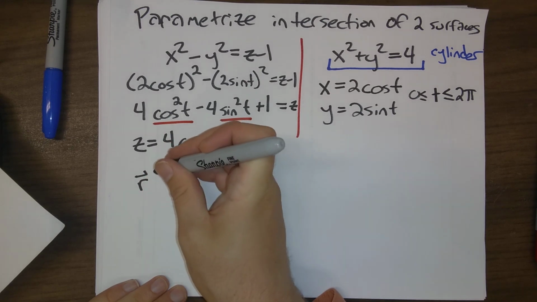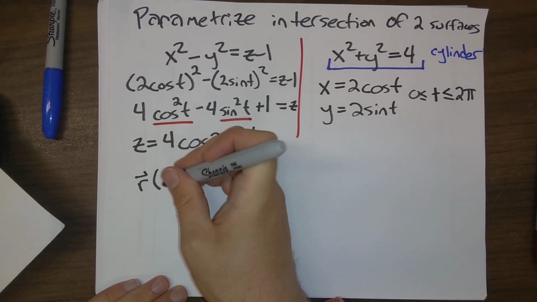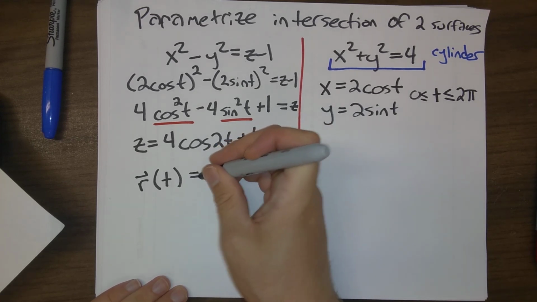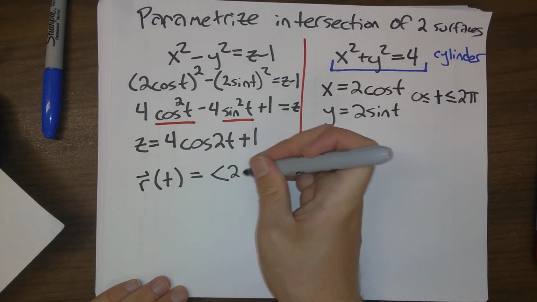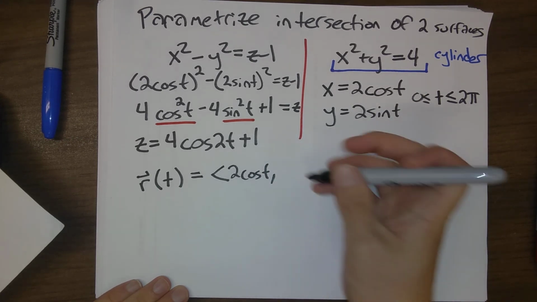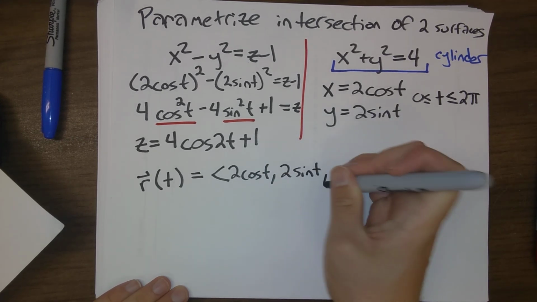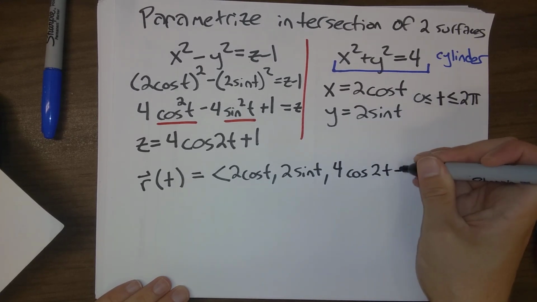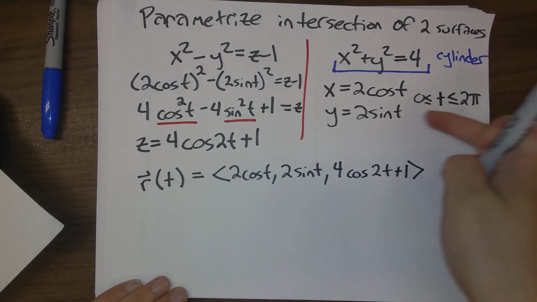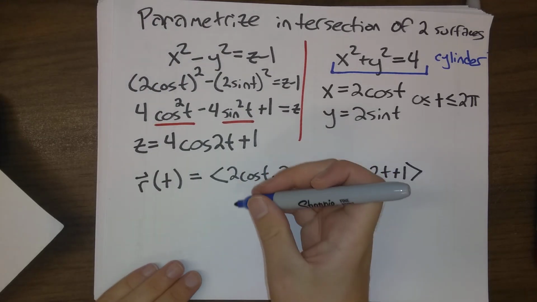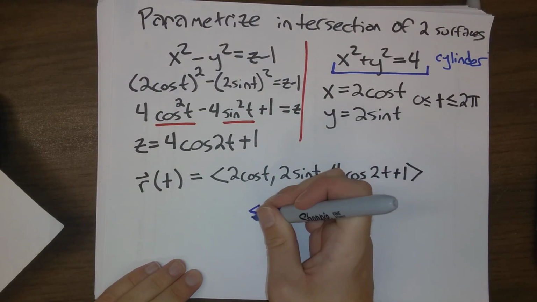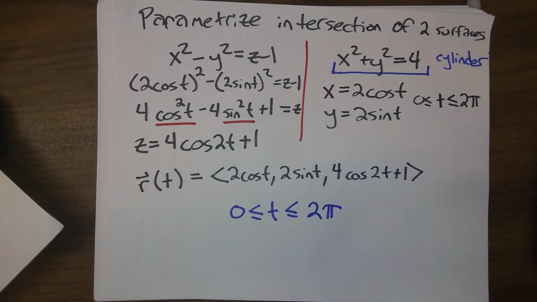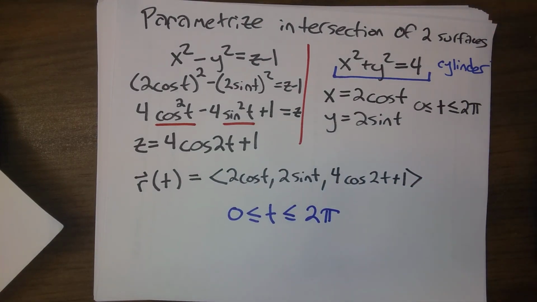And so we can have our parameterization for the intersection of these two surfaces that forms a curve as x is 2 cosine t, y is 2 sine t, and z is 4 cosine 2t plus 1. And once again, our bounds were t runs between 0 and 2 pi. So this is an alternative method for parameterizing the intersection of two surfaces.